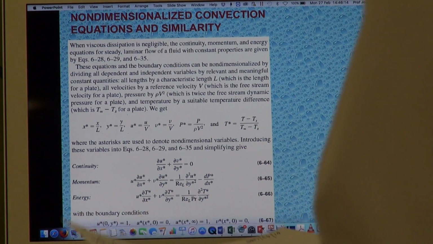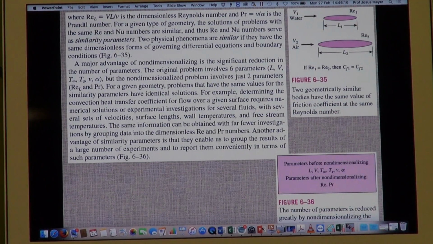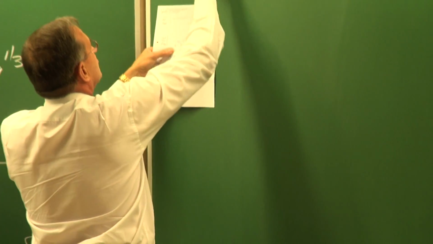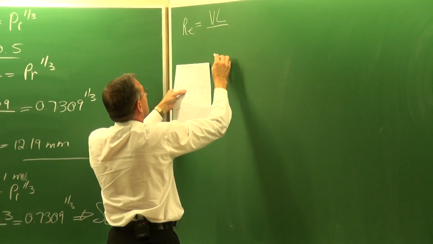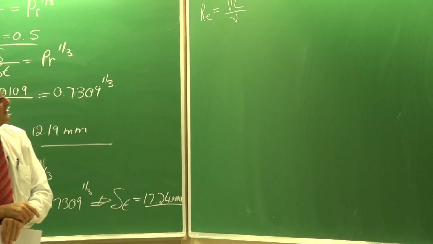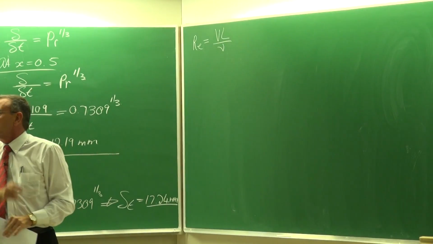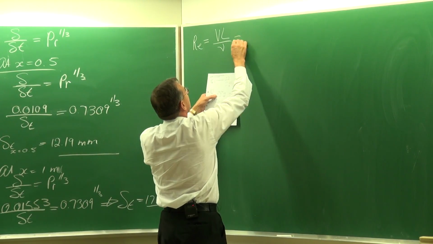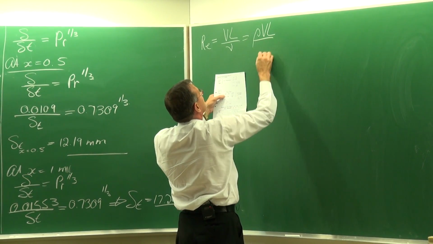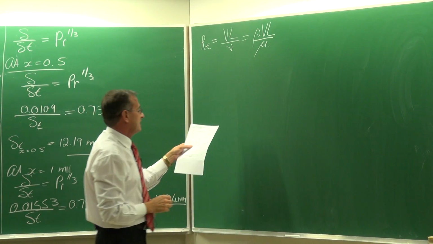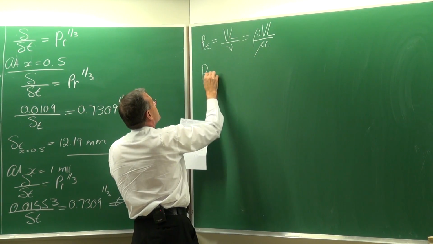Okay. Now what is important from that is that you can actually now show that two of the most important parameters in that equation are the Reynolds number, which we can write like that: velocity multiplied by the length divided by the kinematic viscosity. If you don't like that format, you can write it as rho VL divided by the normal viscosity. And the other one is the Prandtl number.